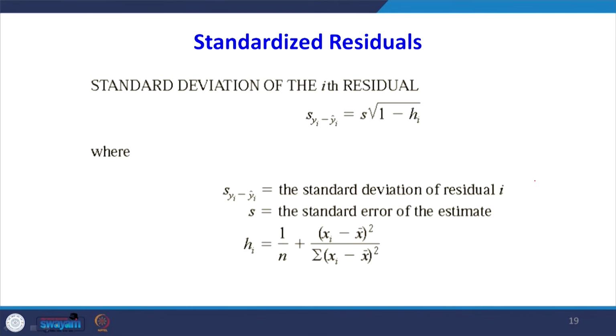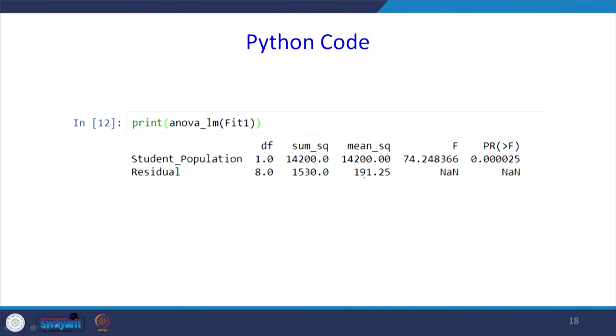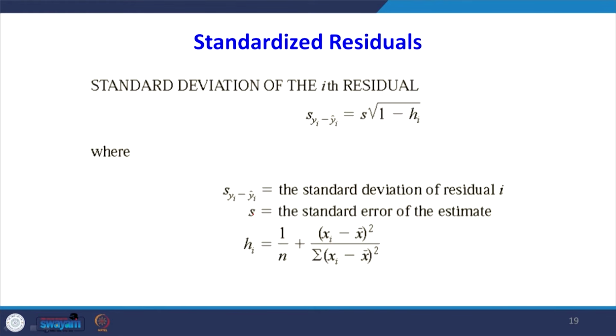Next, I will tell you how to find the standardized residual. The standardized residual is (yi minus y hat i) divided by s into root of 1 minus hi. Here s is the standard error of the estimate. In the previous slide, MSE is 191.25. When you take the square root of this, you get the standard error. The standard error is the square root of SSE divided by n minus 2. That is nothing but the value of s.